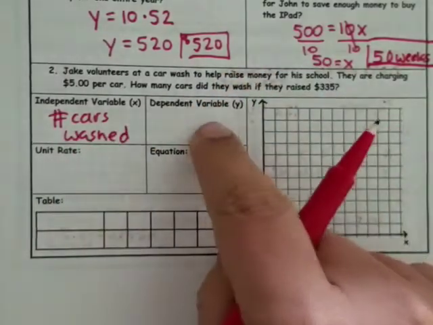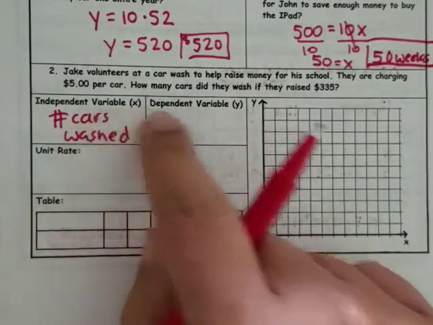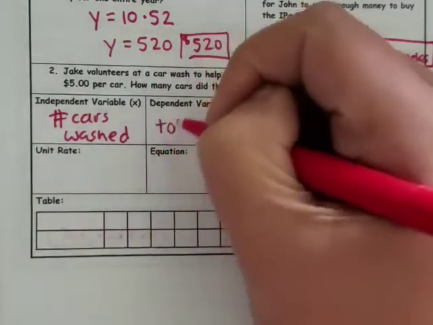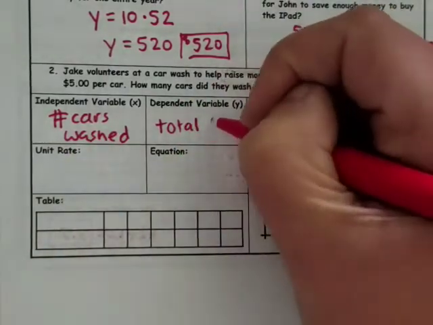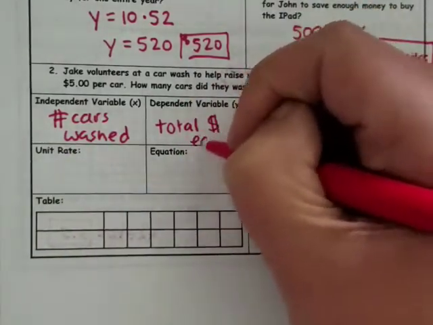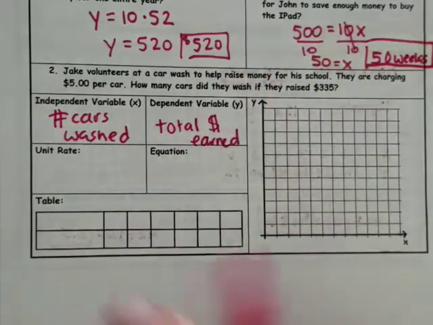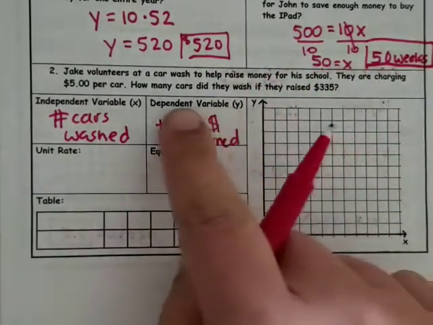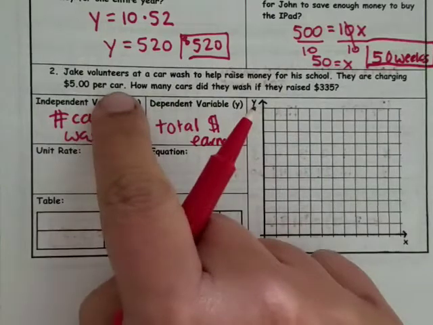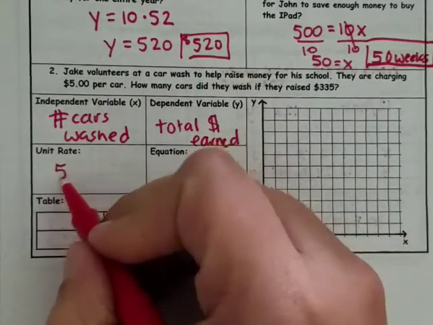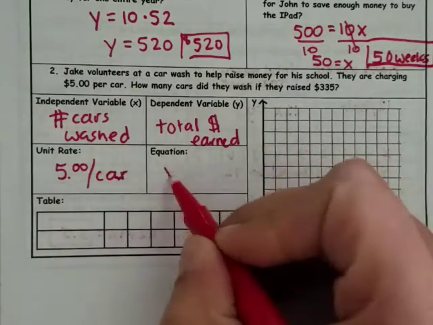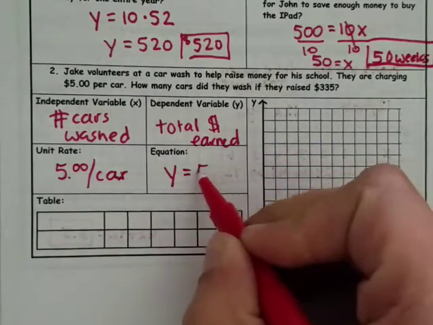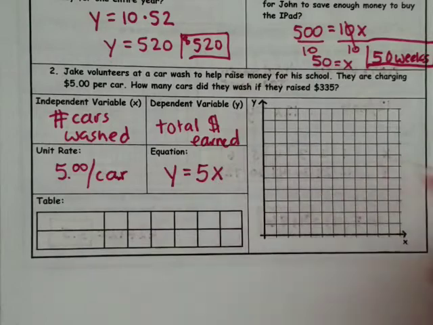Your dependent variable is the money that they earn, so your total money earned, because how many cars you wash changes your total. The unit rate, well, it's $5 for every 1 car, so that gives you your unit rate, so $5 per car. So the equation is going to say y is equal to, well, we're charging $5 per car washed, so y = 5x.